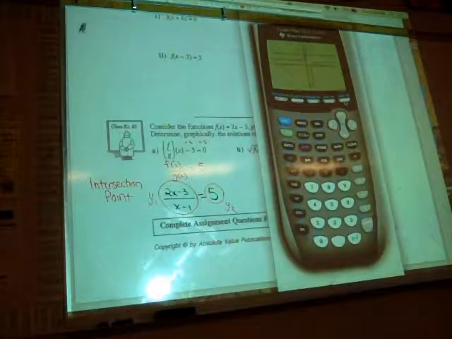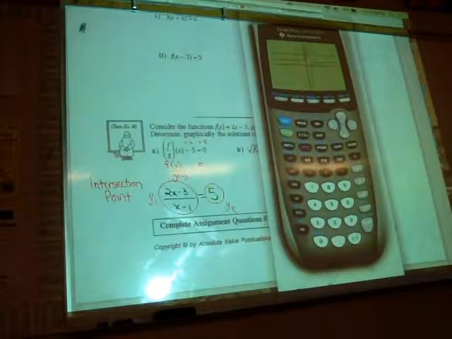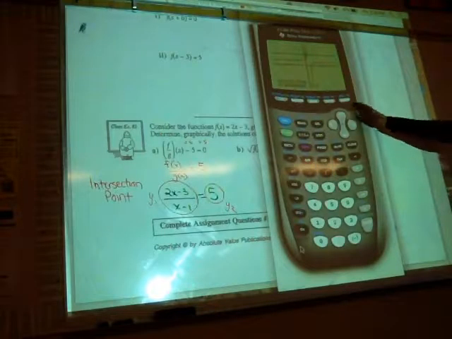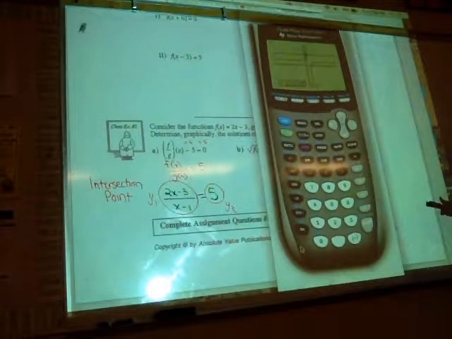Okay, and we see that they're crossing each other right here, so we need to solve for that point. So second, trace, number 5. Move your cursor as close as you can, and press enter 3 times. Okay, so x will be at 0.6 repeated. If I were to put that as a fraction, you would get 2/3.